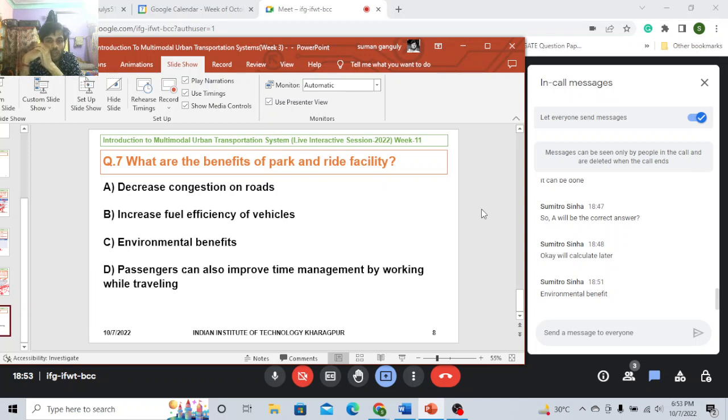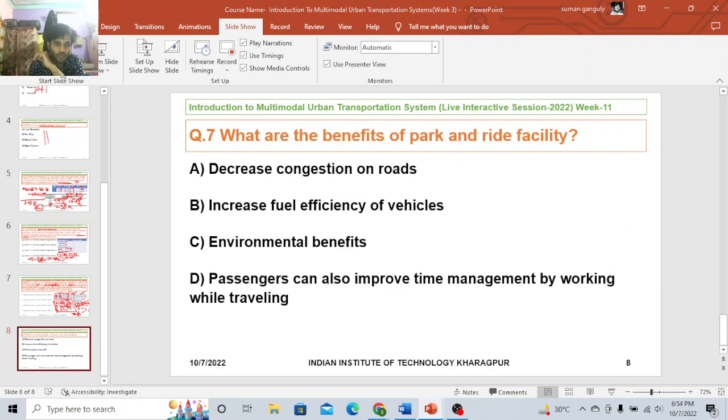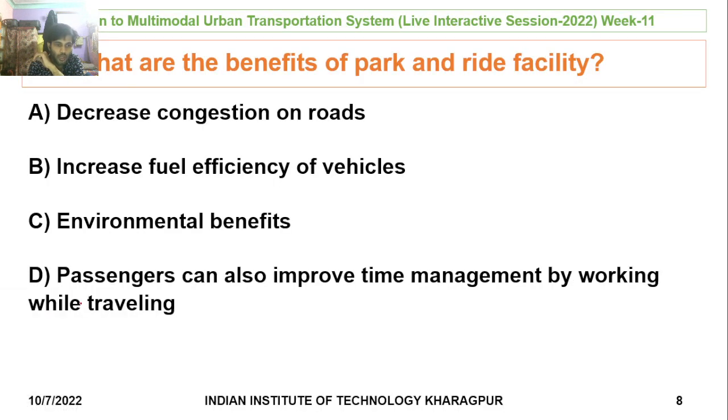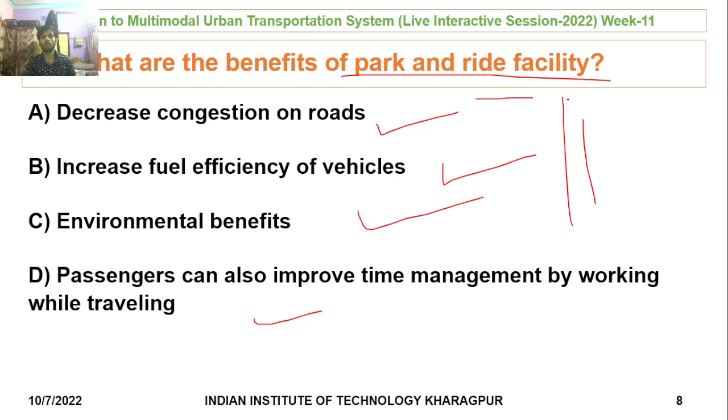And also it is improving a commuter's time management by working while traveling, because now you are not driving. If you have your own vehicle, generally in India we see that we have a driver, but after a while you only drive your vehicles yourself. If you have good facilities in your metro station as well as your public transport, you can connect to the Wi-Fi if you need, and you can do your work while traveling also. So in this particular scenario, although I have given the question like that, it will be A, B, C, D. Everything is a benefit of this park and ride facility, right?